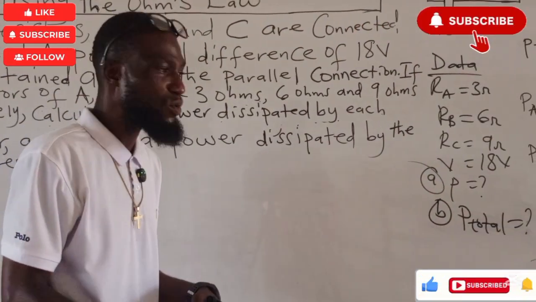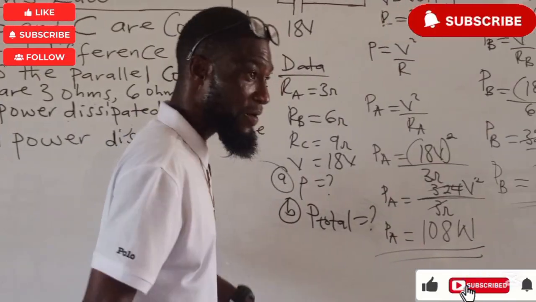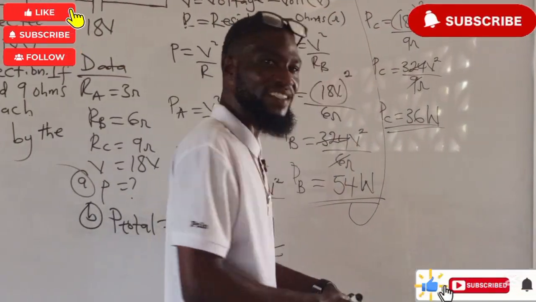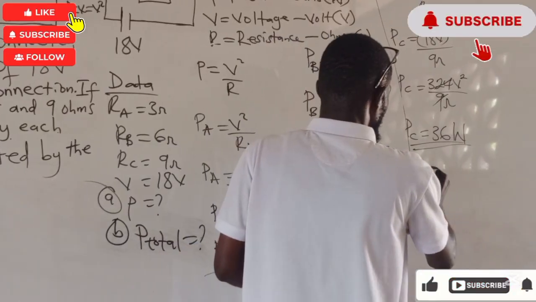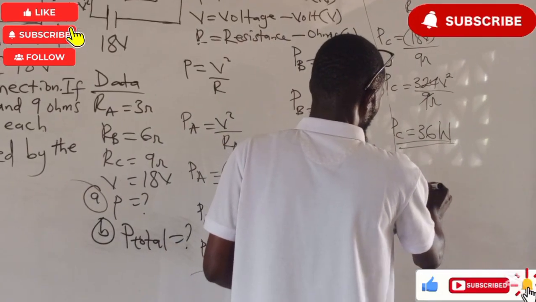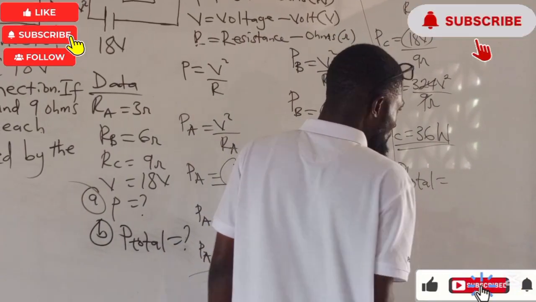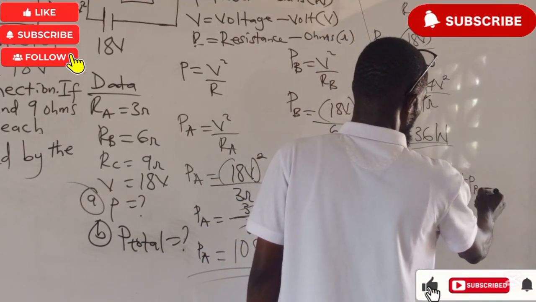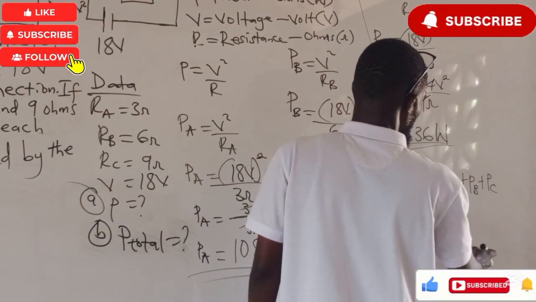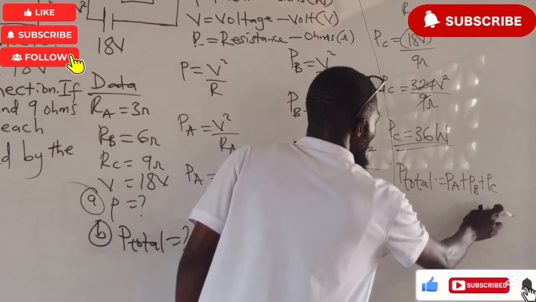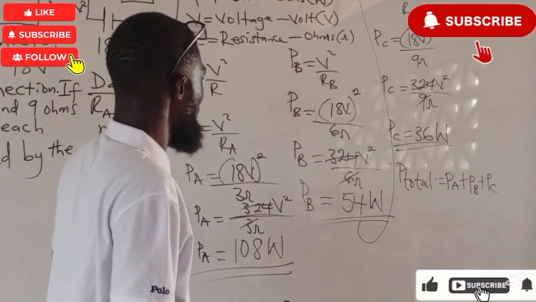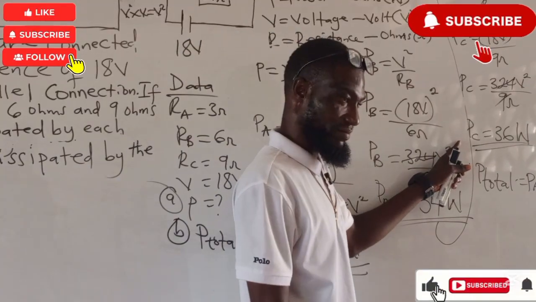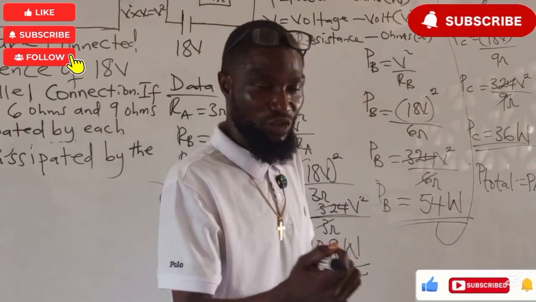So we want to find our total power now. In order to find our total power, our formula says the total power will be equal to power A plus power B plus power C. We combine the following answers for power A, power B, and power C in order to solve our problem and get our total power.